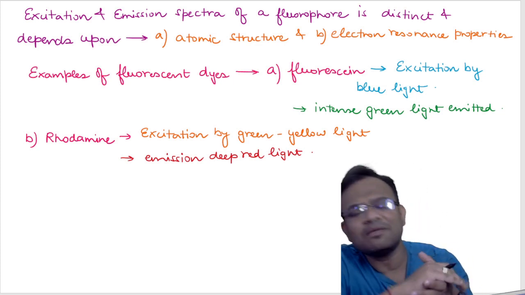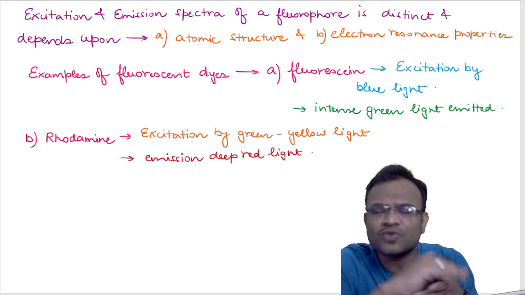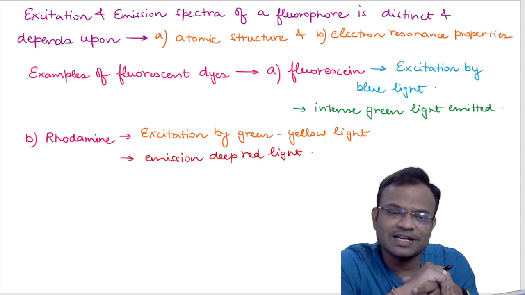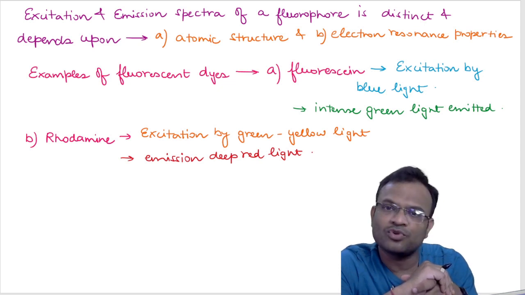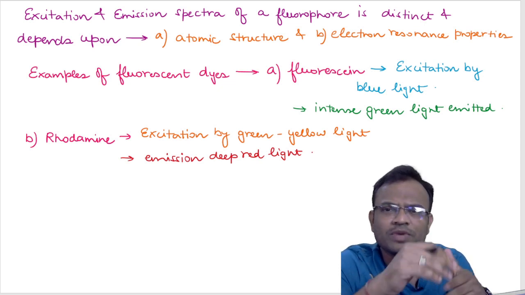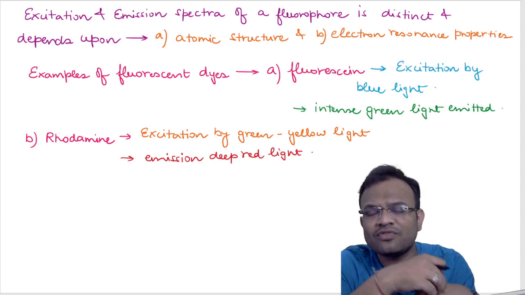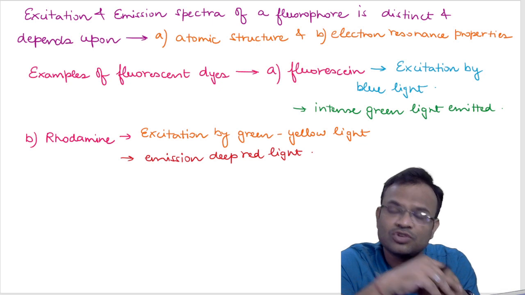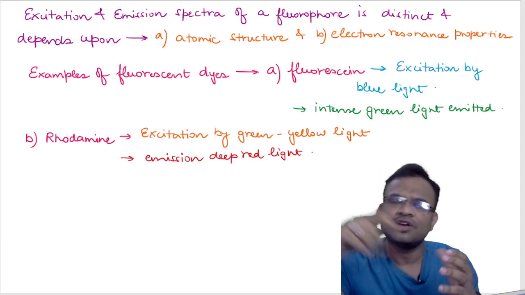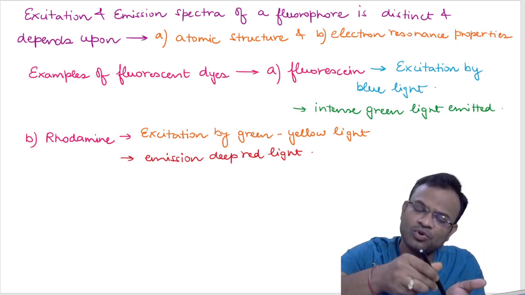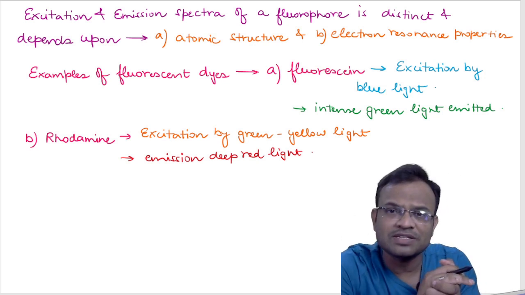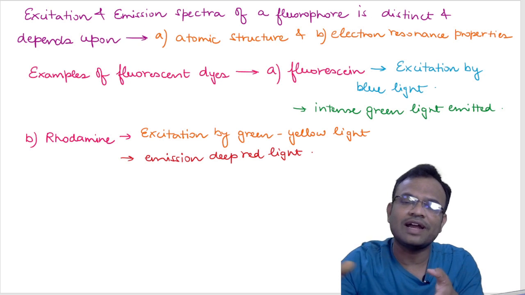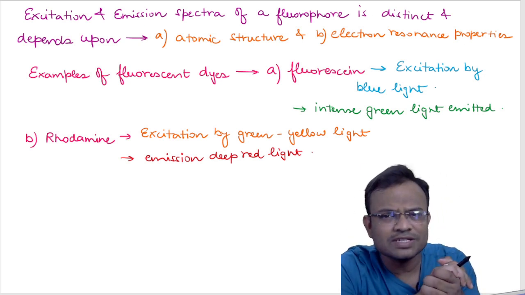What are the examples of fluorescent dyes or fluorophores? Two very commonly used fluorophores or fluorescent dyes are fluorescein and rhodamine. What wavelength of light can we use as an excitation light for fluorescein? You can use blue light. Understand this. When you incident blue light on fluorescein, it will emit out as fluorescence one particular light that would be green in color. How is that possible, sir?